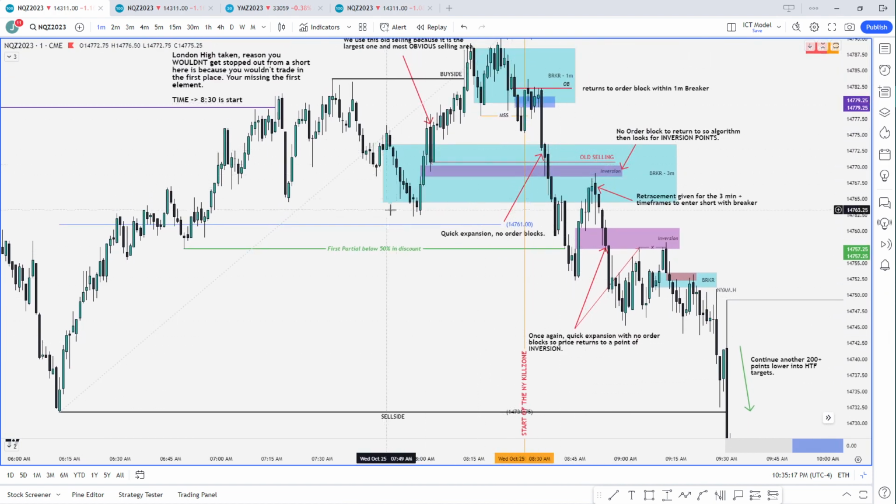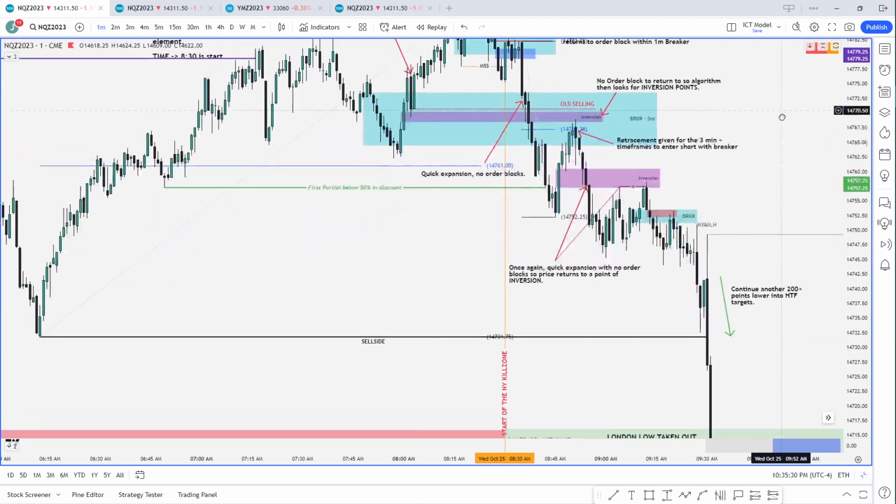3 minute breaker in this shaded area, return up into the inversion because we have split like this. First PD array within this 50% would be the inversion fair value gap. Actually, let me take a screenshot of this.